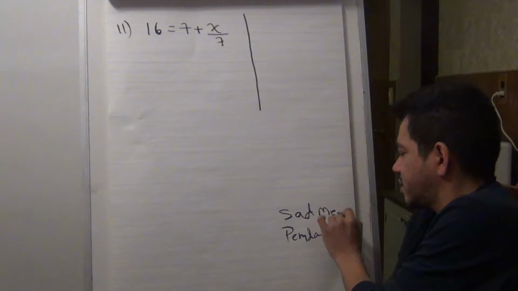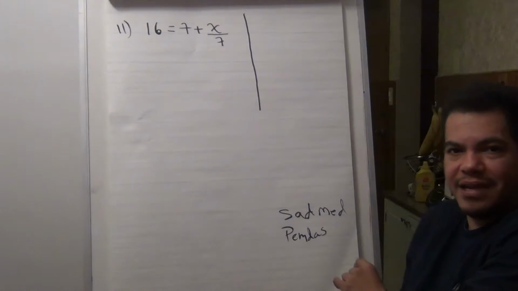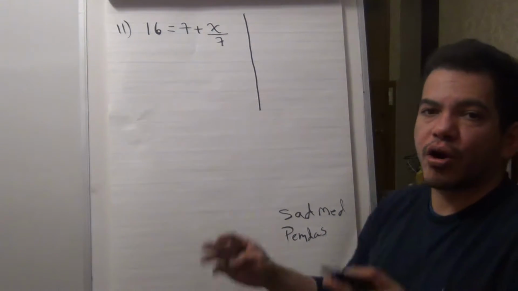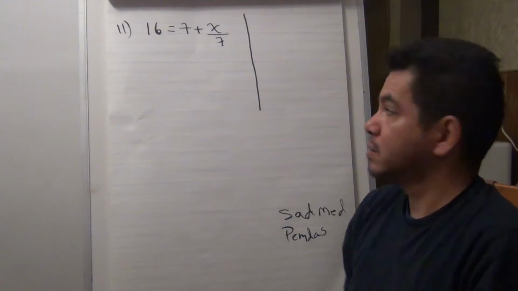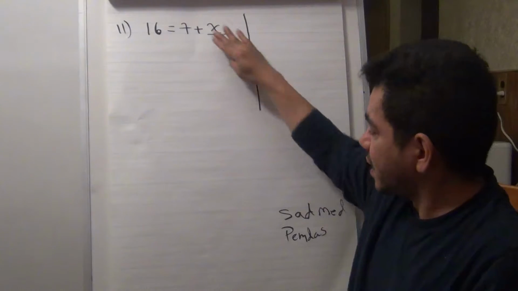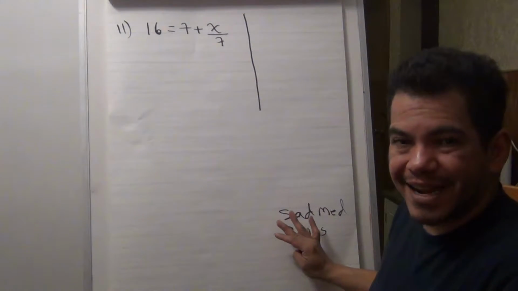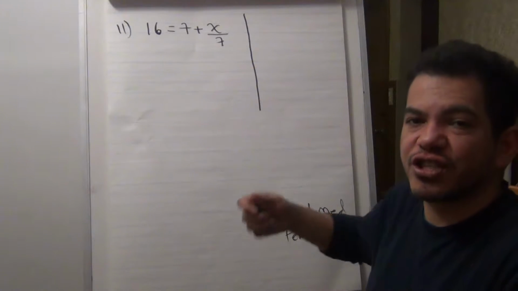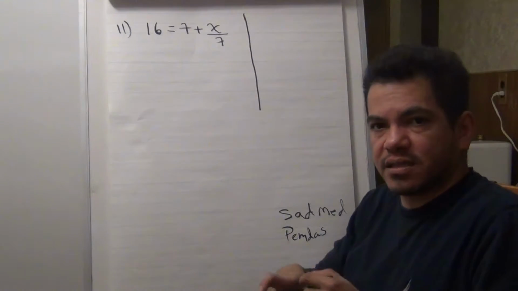Let me see what it spells. You're gonna do SATMAD! In other words, you are going to work backwards. So, if multiplication or division is the last thing that happened in the equation, that is the first thing you're gonna start undoing.